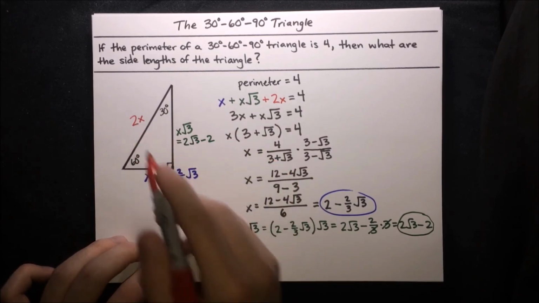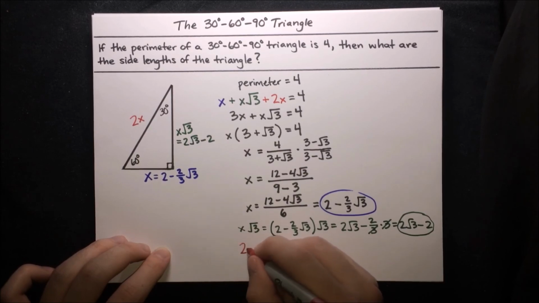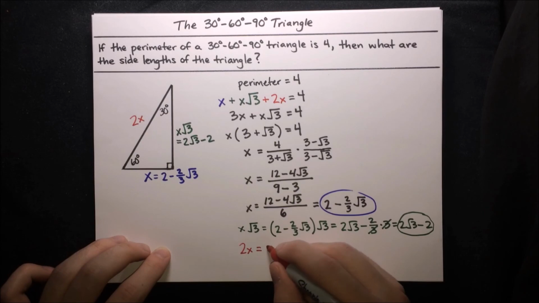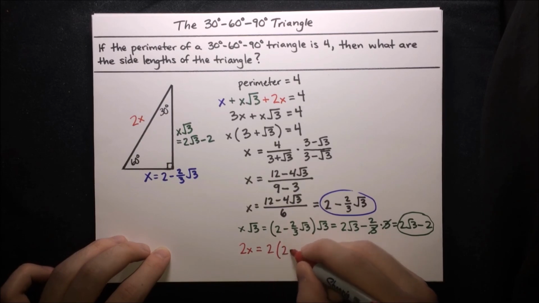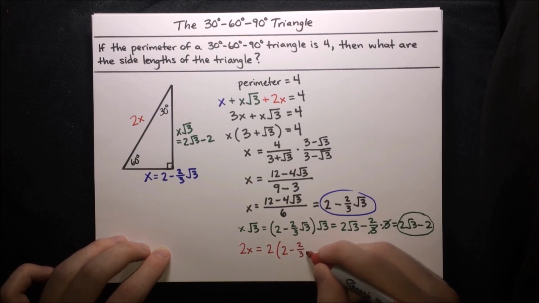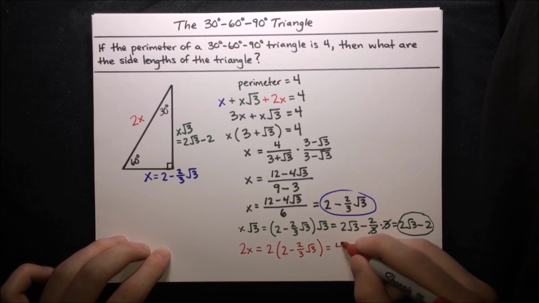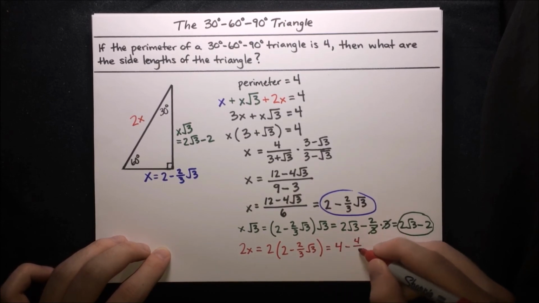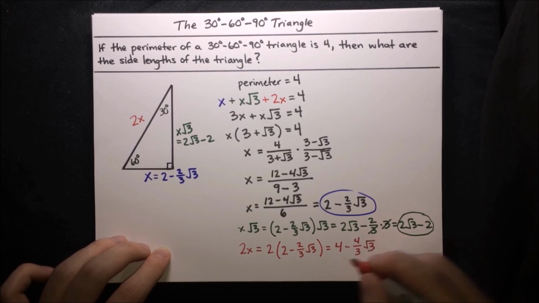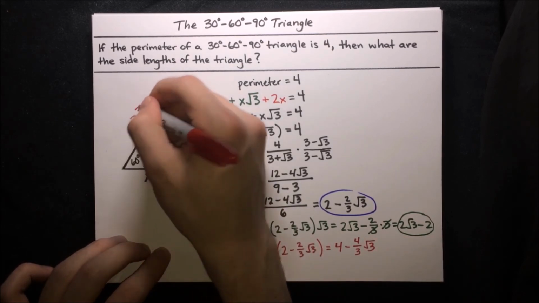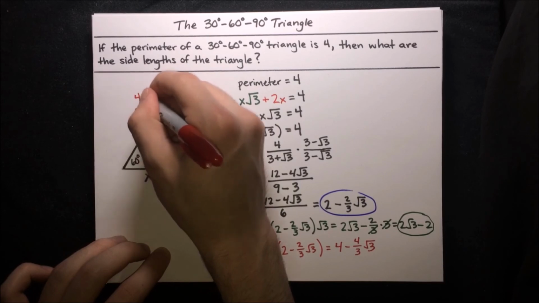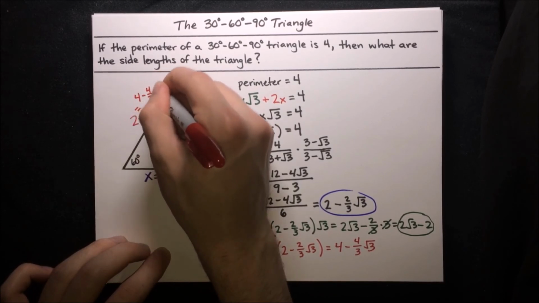Now let's get the hypotenuse. The hypotenuse is just 2x, and that's a bit easier. We already know what x is, so 2 times 2 minus 2/3 root 3. Just multiply through by 2, and you get 4 minus 4/3 root 3. So that's the hypotenuse, 4 minus 4/3 root 3.